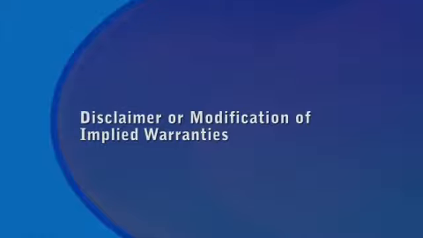The first prohibition under Magnuson-Moss begins with a disclaimer or modification of implied warranties. The Act prohibits anyone who offers a written warranty from disclaiming or modifying implied warranties. This means that no matter how broad or narrow your written warranty is, your customers always will receive the basic protection of the implied warranty of merchantability.